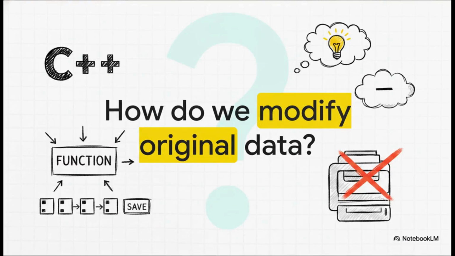Now, that photocopy method is incredibly safe, no doubt. But it kind of begs a massive question, doesn't it? What if we actually want to modify the original data from inside the function?